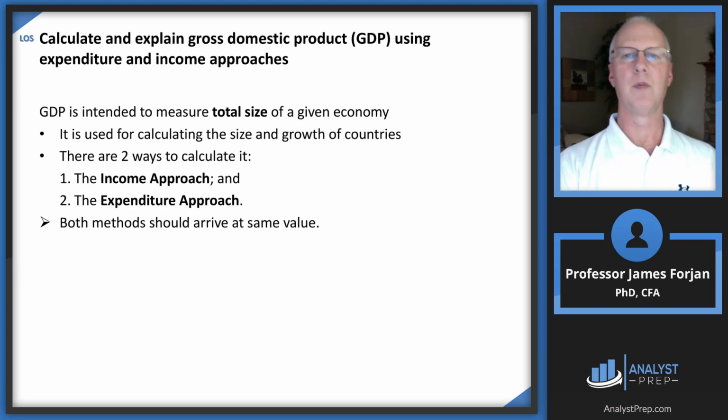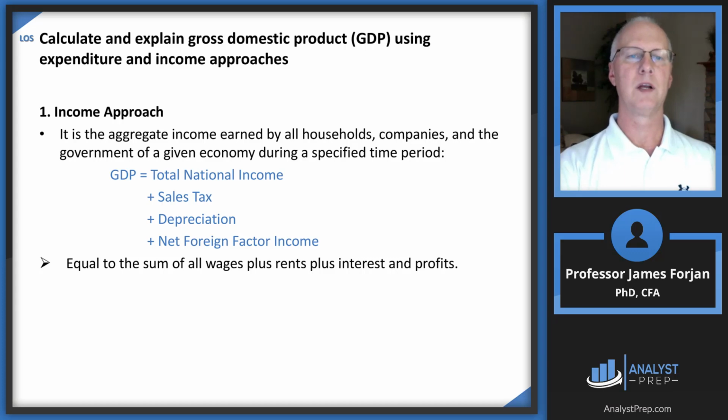One is the income approach, which takes a look at all of the income that is generated by the various entities that are out there, versus the expenditure approach, which is how much money those entities spend during the course of the year. So they should arrive at the same value. Let's take a look at the income approach.